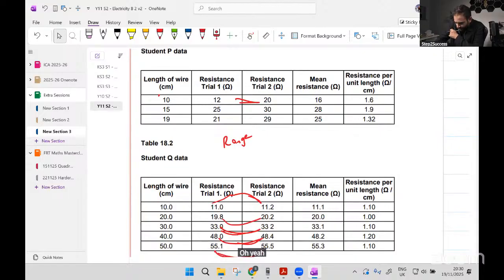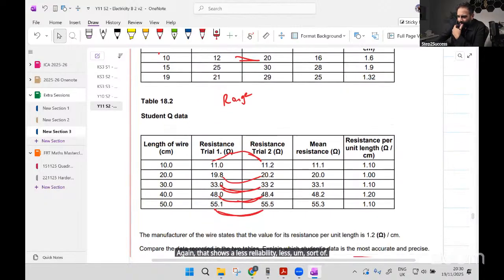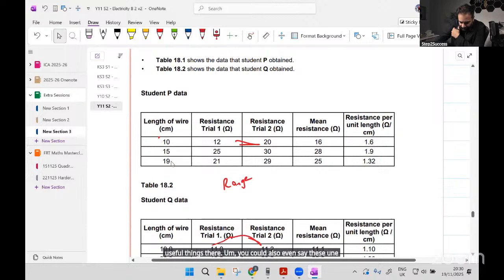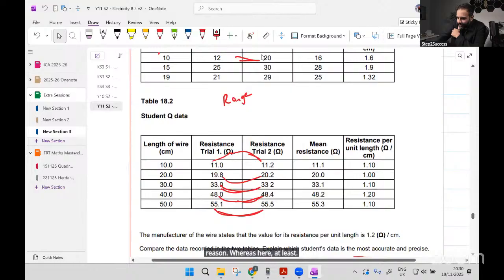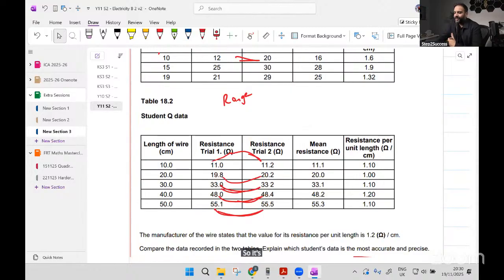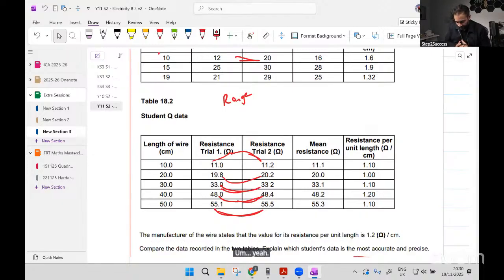Oh yeah, here the resistance data as well. Look at that. That's to two decimal places. That's to one decimal place. Again, that shows less reliability, less useful data. You could also even say these unequal intervals. It's an interval of five and then four for some reason. Whereas here, at least we're going up in tens every time. So it's just about looking at data and trying to understand what makes data slightly more reliable. Yeah, that's it. I think that's enough of that.